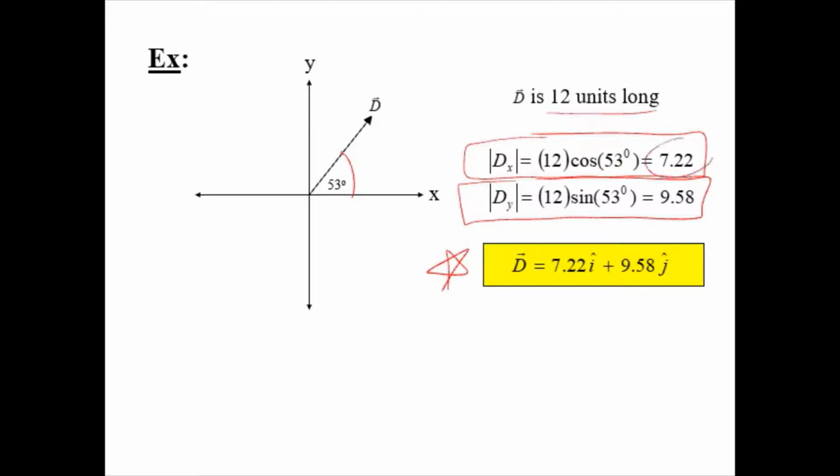Once we established the size of the components, then we simply look at the diagram and we determine what the signs are of the components. And in this case, they're both positive. This vector points to the right and upward, which are both in the positive direction. So we write vector D as positive 7.22i plus 9.58j.